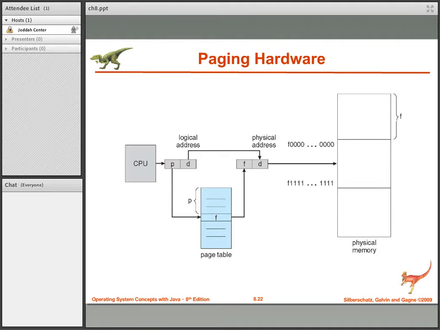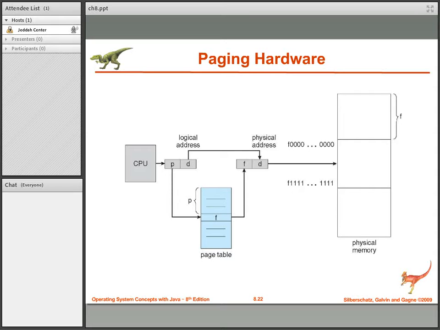This is the hardware that assists in the paging procedure. You have the CPU on the left that generates the logical address, and the logical address consists of two parts, P and D. P leads to a certain location in the page table, and D is the offset.